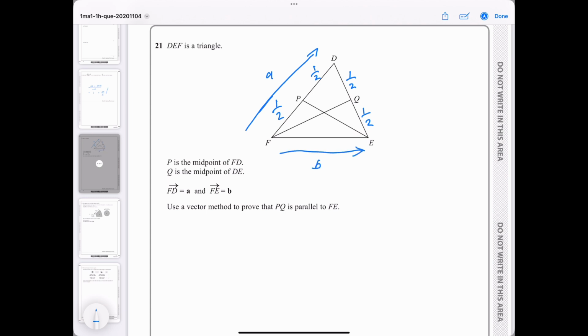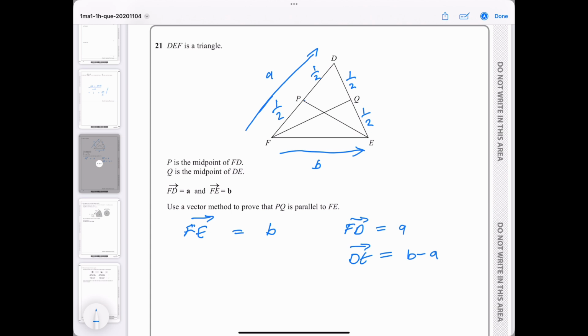Use a vector method to prove that PQ is parallel to FE. So let's find out what FE is. FE equals B. And then PQ, so let's just do FD equals A, DE equals B minus A, so let's go B minus A.